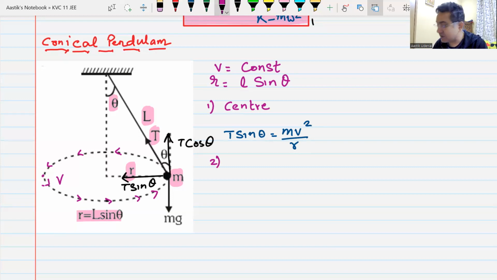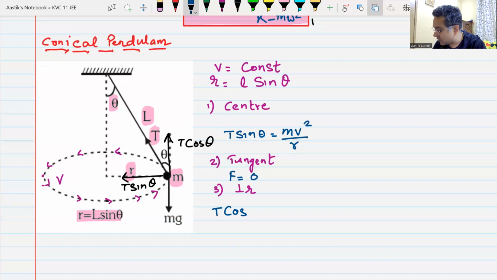The second equation that you can make is towards the tangent. There is no force acting towards the tangent. Speed is constant, force is zero. I don't have to write any equation. The third equation is in the perpendicular direction. Can anyone tell me what is the equation in the perpendicular direction? T cos theta equals mg. Great. T cos theta is equal to mg. Now, these are the equations that you can make.